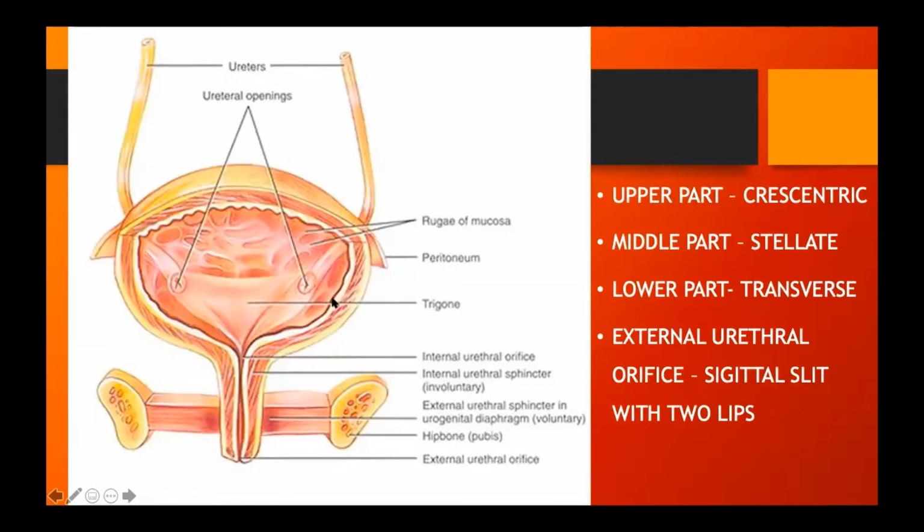The upper part of the female urethra is crescentic in transverse section. The middle part is stellate, and the lower part is a transverse, horizontal slit. And then at the external urethral orifice, it's a sagittal slit with two labia.